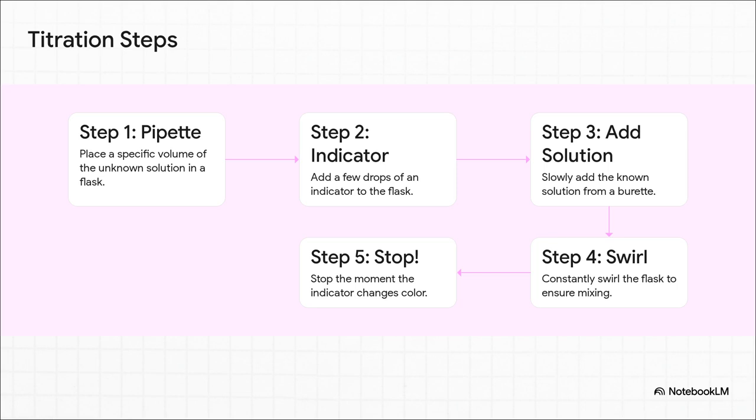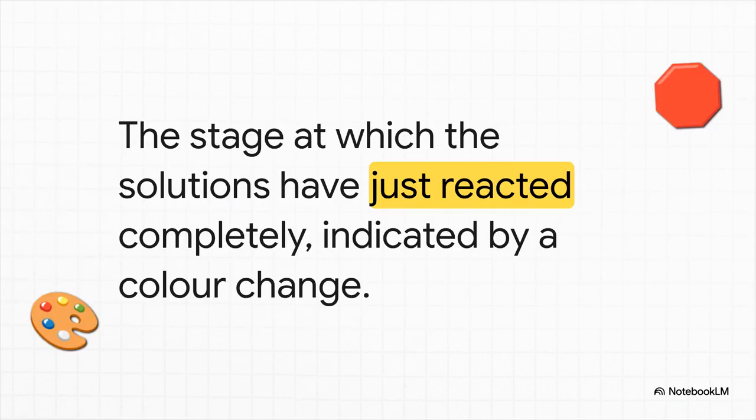Well, first, we use our pipette to put a precise amount of the unknown stuff into a flask. Then, we add a few drops of an indicator. That's a special dye that's going to change color at just the right moment. Next, we slowly add our known solution from the burette, and we swirl that flask constantly to make sure everything's mixing. We keep going until, bam! The indicator flashes a new color and we stop. Immediately. That instant, that sudden change of color, that's what we call the endpoint.